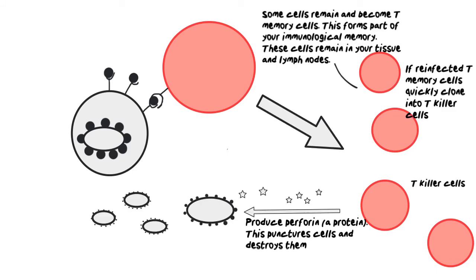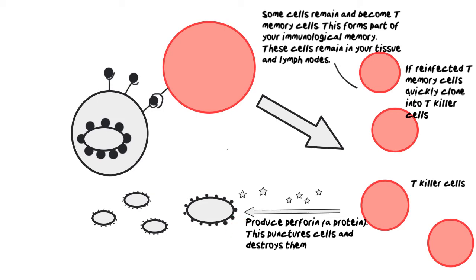Okay, so there's quite a lot going on here. I'm going to talk about the bit down the bottom here to start off with. So these cells that we've just seen produced through mitosis, the T cells, these are called T killer cells. These cells will produce a protein called perforin, which is really cool. It's a protein that will get within the cell membrane and puncture the cell membrane of the target cells.